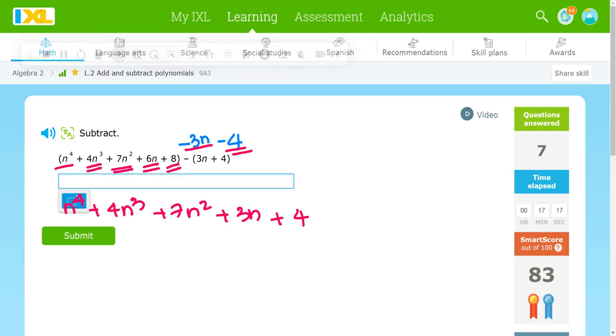Now I put down my answer: n to the power of 4. Move cursor over, plus 4 and cube. And then plus 7 and square. Pay attention, plus 7 and square. And then plus 3n. Make sure you move your cursor over. Plus 3n, and the last is number 4. Okay, submit.